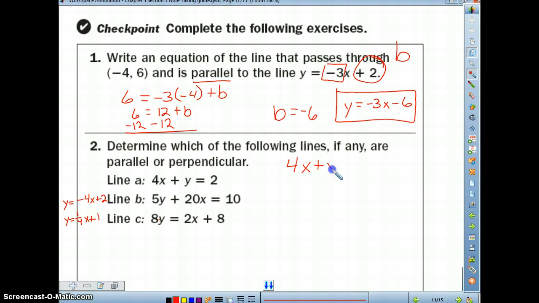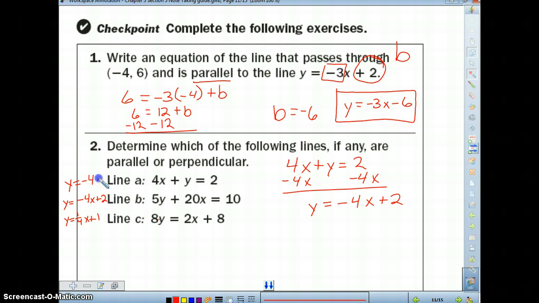4x plus y equals 2. Well, just minus 4x, minus 4x. y equals -4x plus 2. So y equals -4x plus 2. Ooh, something interesting happened right there. All right, just letting you see that.